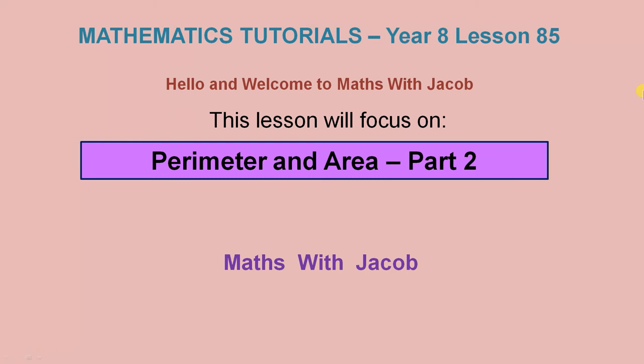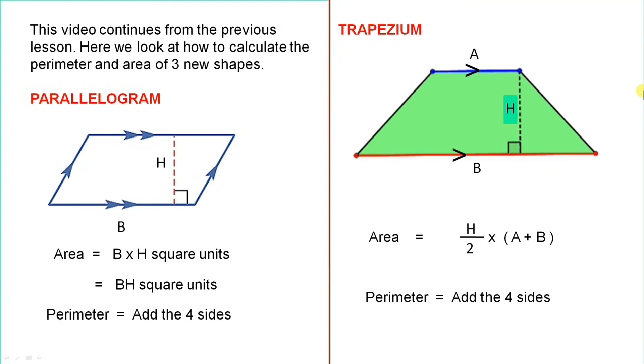This lesson will focus on perimeter and area, part 2. This video continues on from the previous lesson. Here we look at how to calculate the perimeter and area of three new shapes. The first shape is the parallelogram.